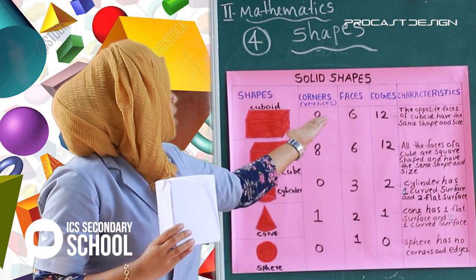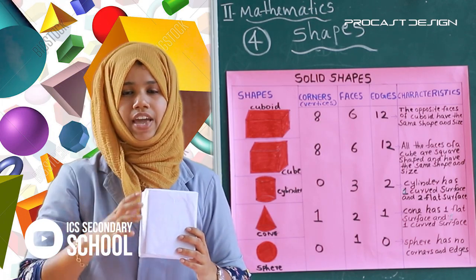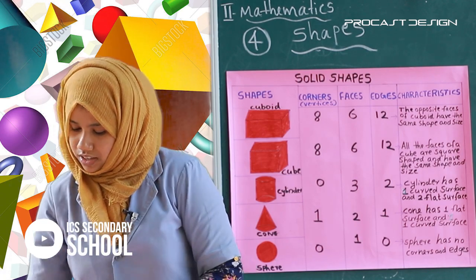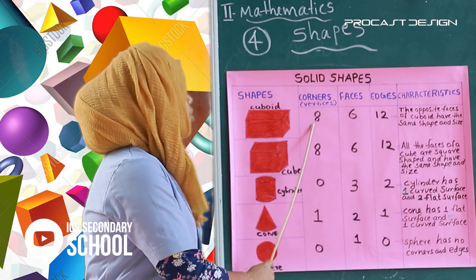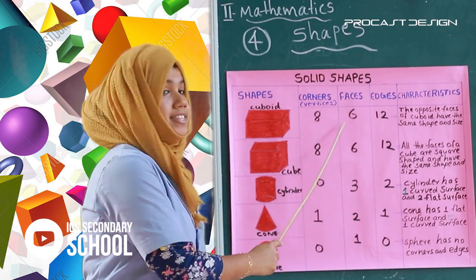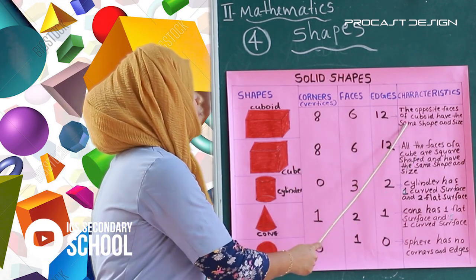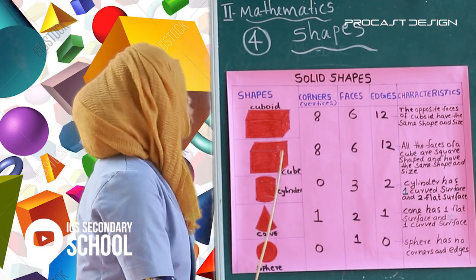How many corners in a cuboid? 8 corners, 6 faces and 12 edges. That is a cuboid. So the first one is cuboid: 8 corners, 6 faces and 12 edges. The opposite faces of a cuboid have the same shape and size. The next one is cube.